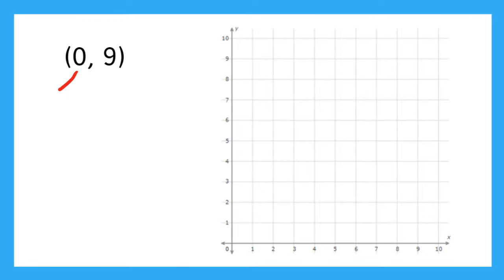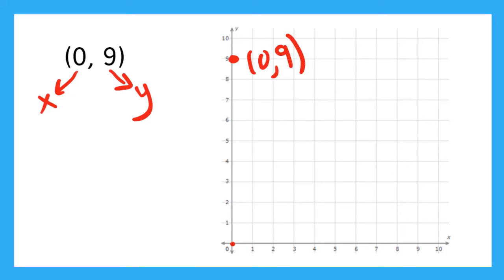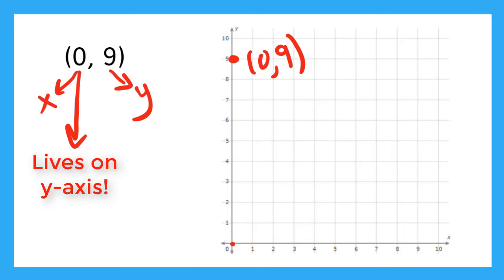Now what if I have a 0 for my x-coordinate, but I have a whole number 9 here for my y-coordinate? So 0 on my x-coordinate means from the origin I haven't moved. So my x-coordinate lives right there at 0. But my y-coordinate lives up here at 9 on the y-axis. Because my x-coordinate is 0, the actual point that my ordered pair represents is right there on the y-axis. So this is the point 0, 9. And notice, for every ordered pair that has a 0 in the x-coordinate spot, that point will live on our y-axis.